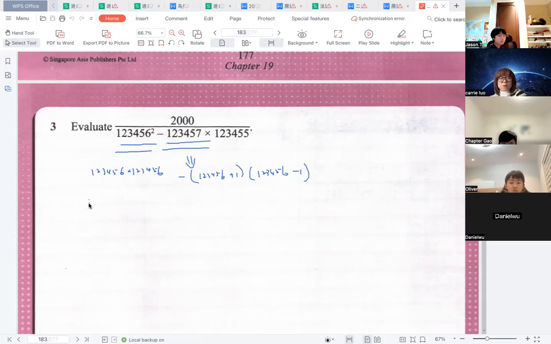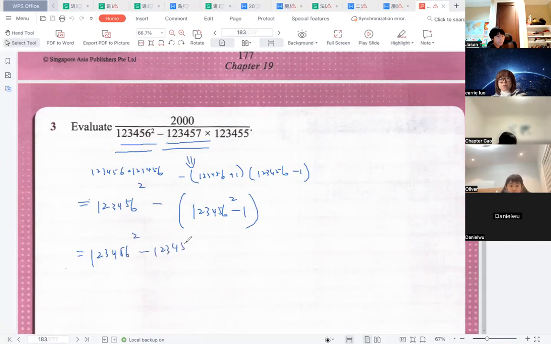Okay, so this one is very easy. It equals 1, 2, 3, 4, 5, 6 squared, minus 1, 2, 3, 4, 5, 6 squared minus 1, correct? And it's 1, 2, 3, 4, 5, 6 squared minus 1, 2, 3, 4, 5, 6 squared plus 1. So the final answer is 1 for this question. So the bottom one is 1, so it's 2000 over 1. So the answer is 2000.